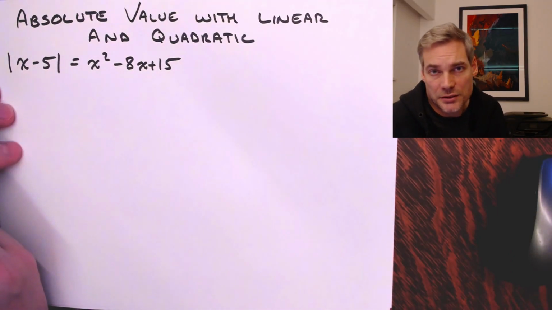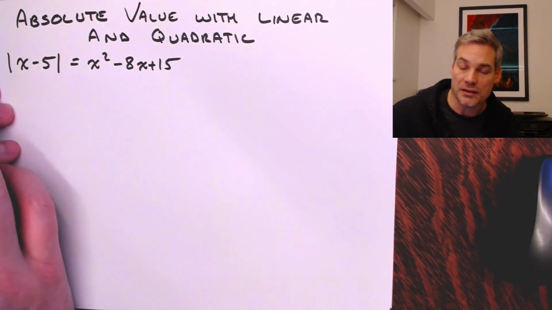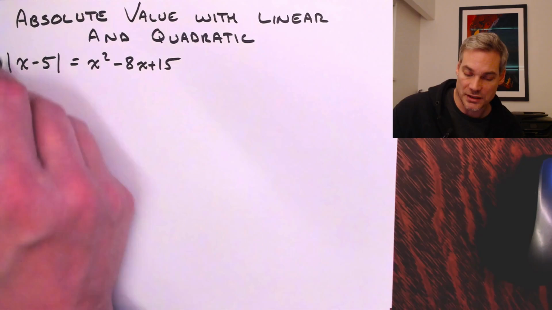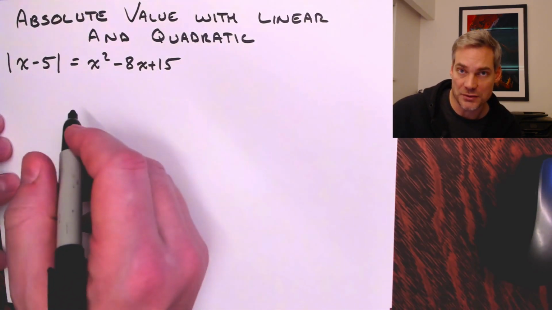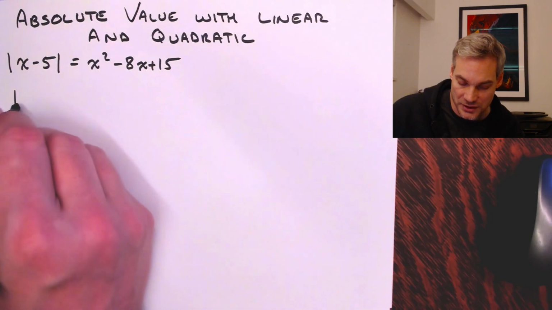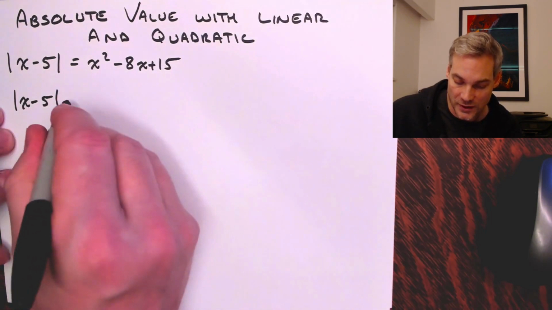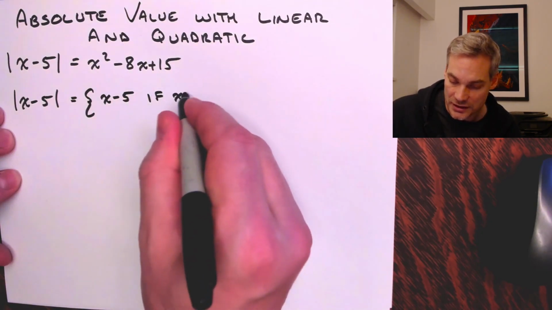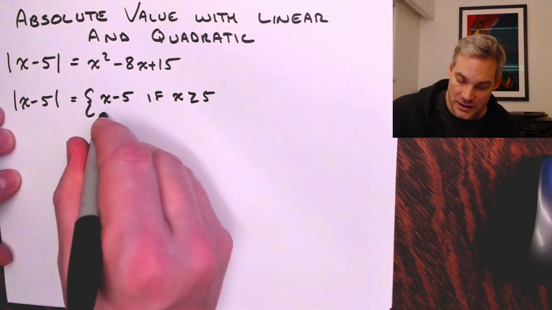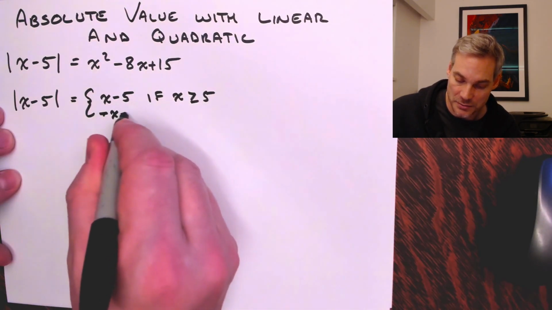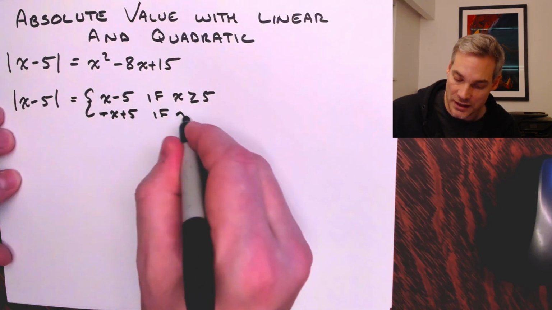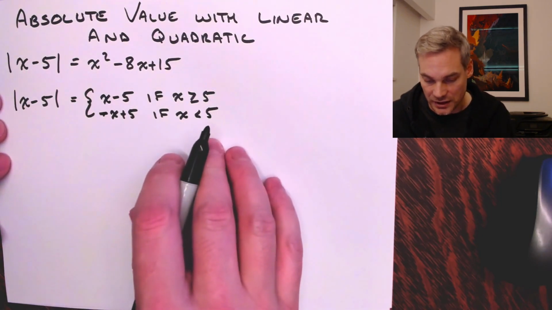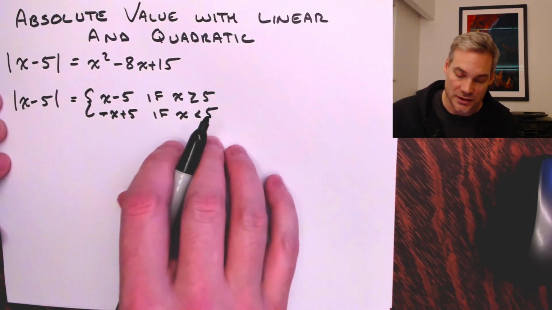Hey, so we're going to do an absolute value equation with linear and quadratic components. First, we're going to turn this absolute value into the piecewise function that we use. So we're going to state that |x − 5| is the piecewise function x − 5 if x is greater than or equal to 5, and −x + 5 if x is less than 5. If you need to review that, just go watch the video on absolute values in the introduction.